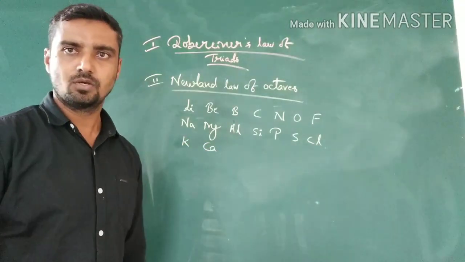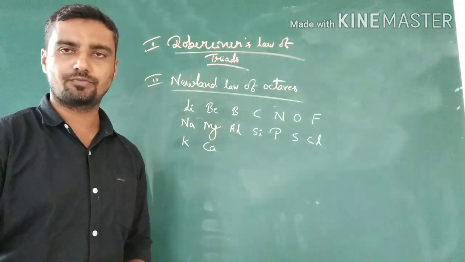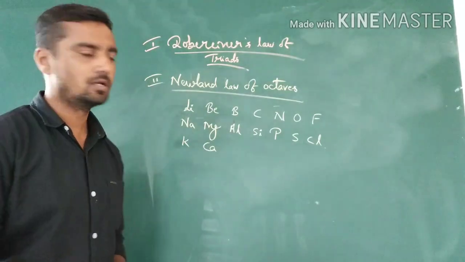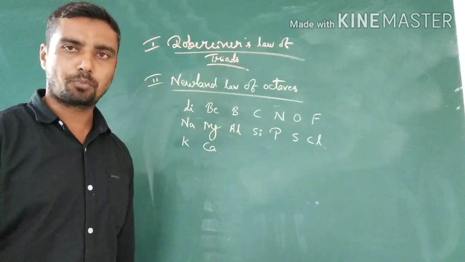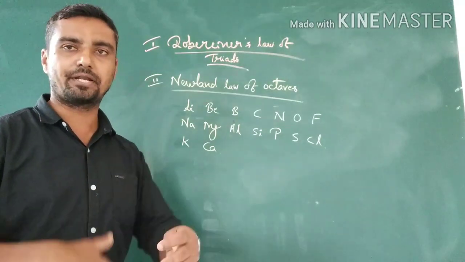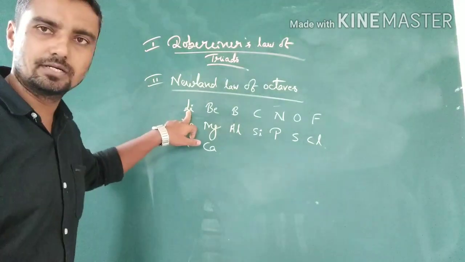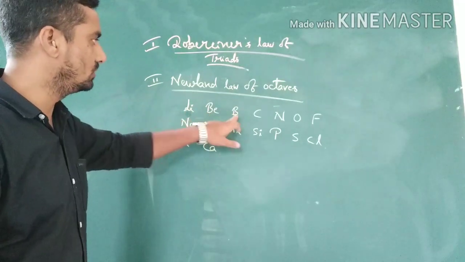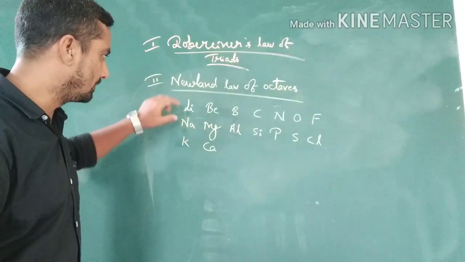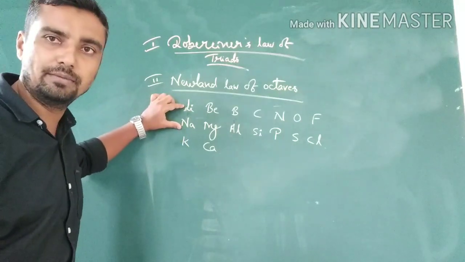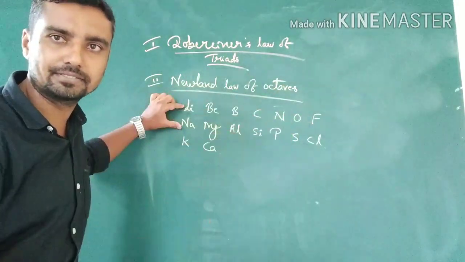In this law, the elements are arranged in increasing order of their atomic mass. The properties of elements get repeated after every 8 elements. For example, if you consider lithium, counting 1, 2, 3, 4, 5, 6, 7 and 8, the 8th element is sodium. The properties of lithium and sodium remain the same. It will exhibit similar properties after the 8th element.